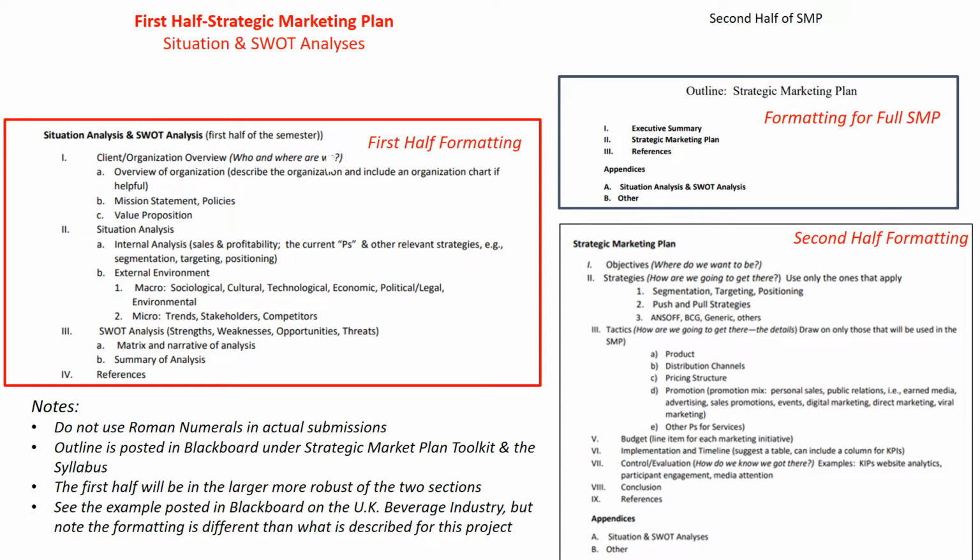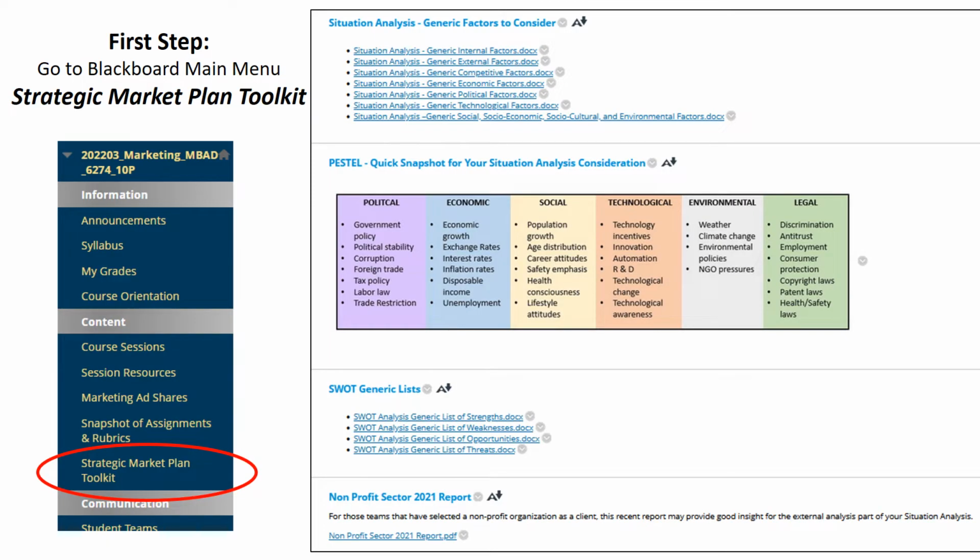You might find it helpful to look at the UK beverage industry strategic marketing plan that is also posted in Blackboard. But here, please note that the formatting is slightly different than what is recommended for this strategic marketing plan. The first step to begin the strategic marketing plan is to make sure you are familiar with all of the resources provided in the Strategic Marketing Plan Toolkit posted on Blackboard.